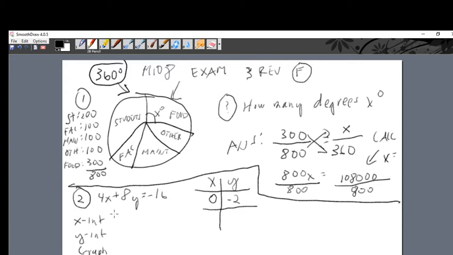Here is our y-intercept, as a matter of fact. Hold on, bear with me. What if you make y 0? You make y 0. Then 4x is equal to negative 16. Divide by 4 on the left, divide by 4 on the right, and negative 16 divided by 4 is negative 4.